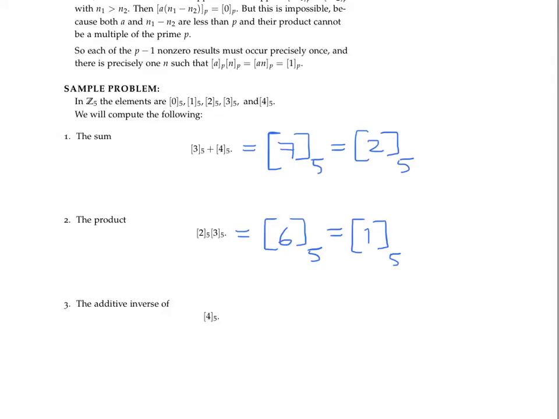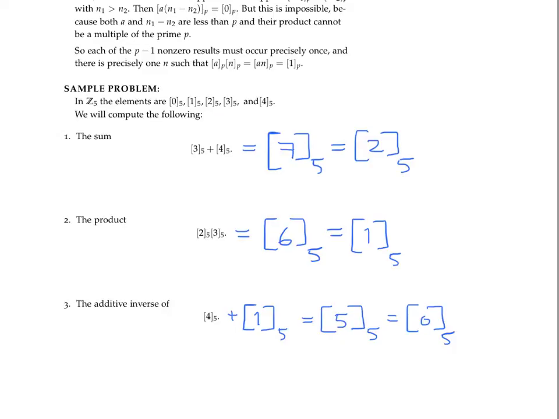The additive inverse of 4 in Z5. Well, what does the additive inverse do? Remember that the additive inverse, you're supposed to be able to add to 4 and get 0. So what do we need to add to 4 to get 0? Would it be 0, 1, 2, 3, or 4? If you think 1, you would be correct, because take a look.